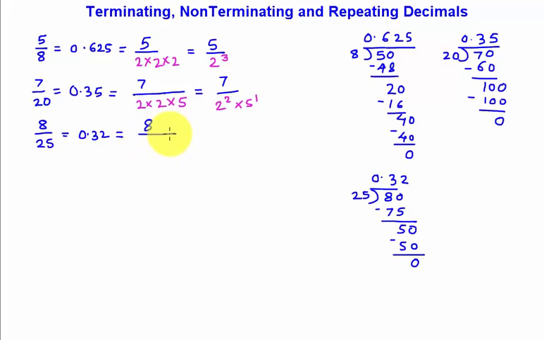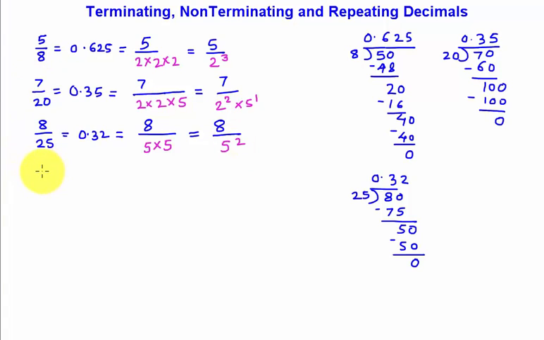The denominator can be prime factorized as 5 into 5. So that will give us 25. In the exponent form, the denominator can be written as 5 to the power 2. Okay, so all these three cases are of terminating decimal representation. Now let's check some other fractions as well.